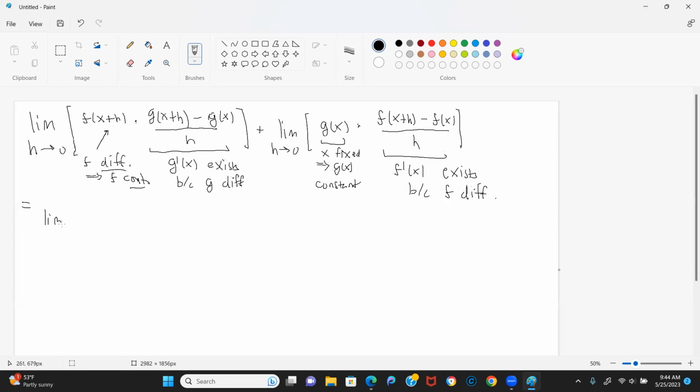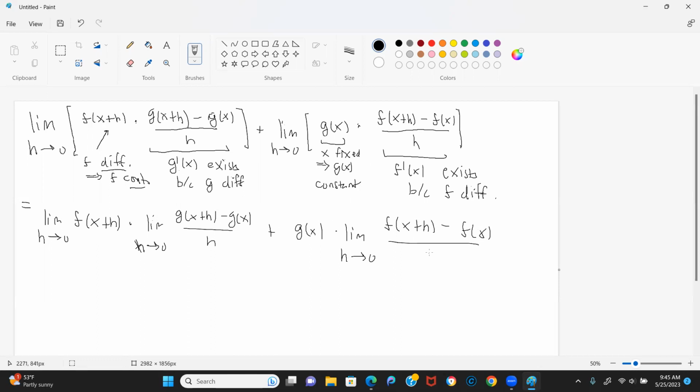So now I can split it, I'll just split it like so. This will be the limit as h goes to zero of f of x plus h, times the limit of this difference quotient as h goes to zero over h. And over here, I can factor out the g of x because x is fixed, so g of x is going to be a constant, times the limit as h goes to zero of the difference quotient of f.